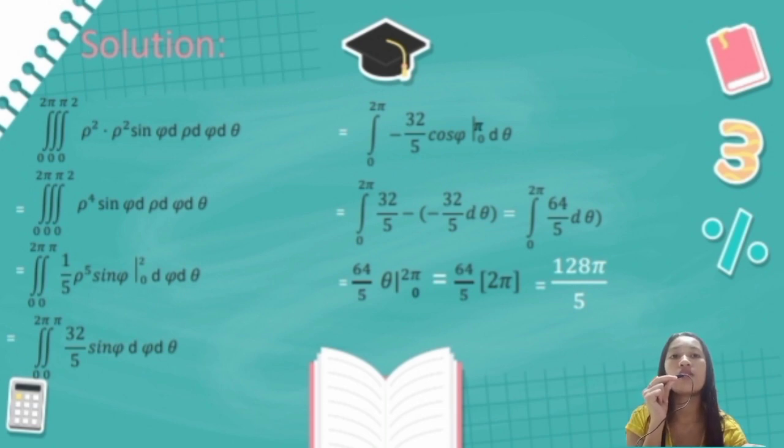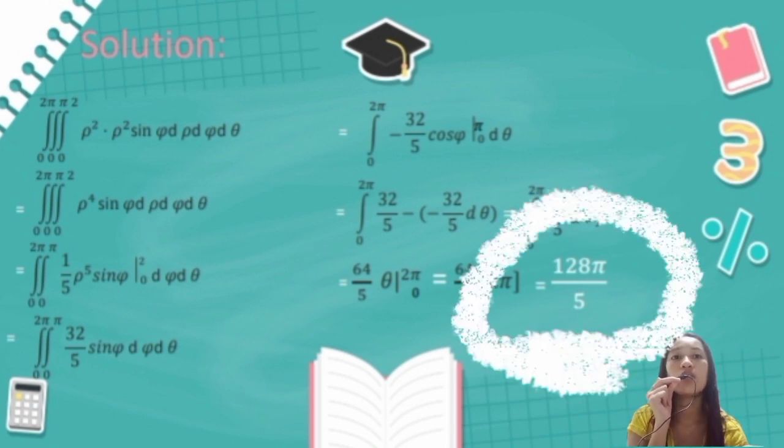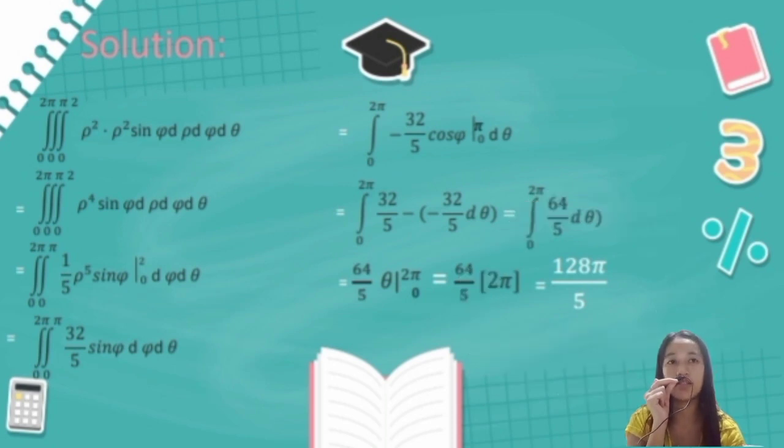So we will have 64/5 theta, evaluated at 0 and 2 pi. When theta is 2 pi, we will have 2 pi. When theta is 0, we will have 0. So we will have 128 pi over 5 for this triple integral.